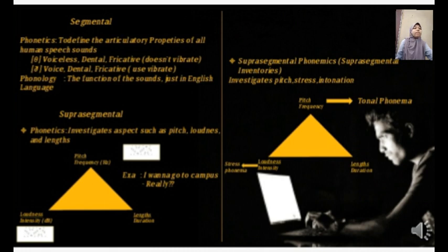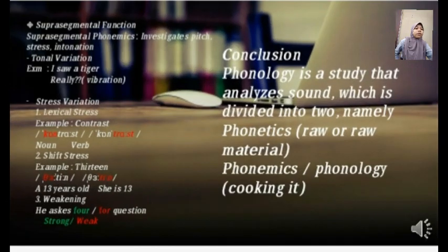Next, suprasegmental phonemics, or you can say suprasegmental inventories. It investigates pitch, stress, and intonation. Pitch is tonal phonemes, intensity is stress phonemes, and length is duration. Next, suprasegmental function. We can say two suprasegmental phonemics investigate pitch, stress, intonation. First, intonation variation. Example: I saw a tiger. You have vibration. Really?